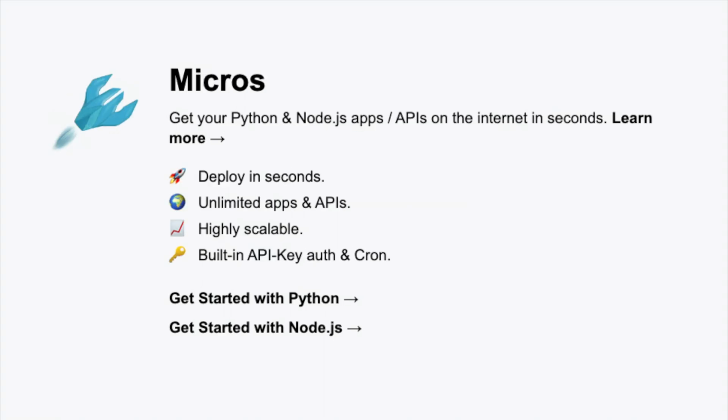Deta Micros. Micros are servers tied to an HTTP endpoint. Currently only Node.js and Python micros are supported. So you can use the Deta Micros service to host your Node.js or Python APIs. And in this video we are going to look at the Node.js example.